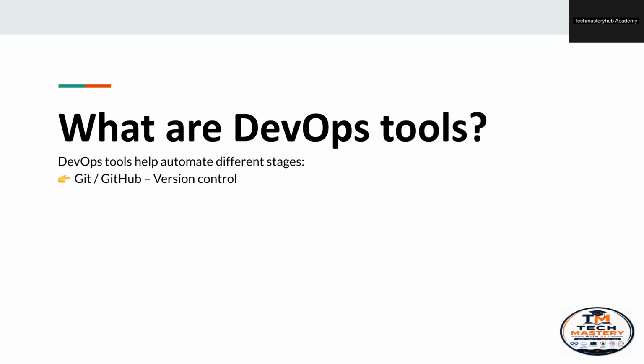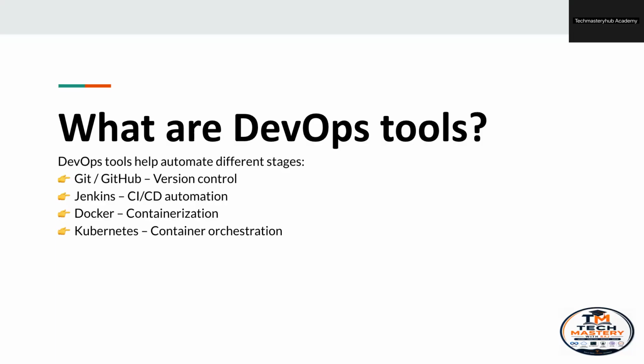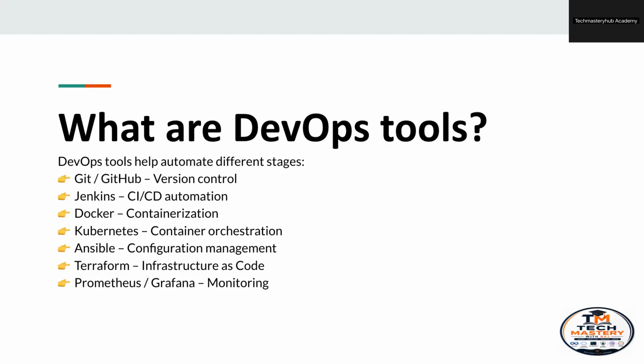Okay, so the first tool is GitHub. This is a version control tool. Second tool is Jenkins. This is for CI/CD, continuous integration and continuous deployment automation. Next tool is Docker. This is a containerization tool. Then Kubernetes. This is container orchestration. Then Ansible. This is for configuration management. Then Terraform, infrastructure as code.